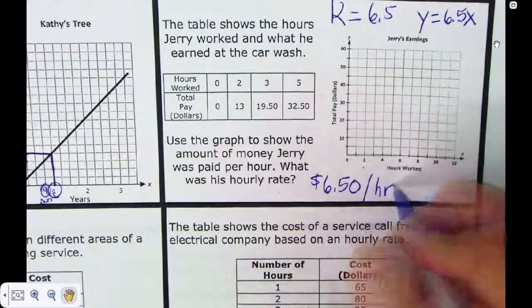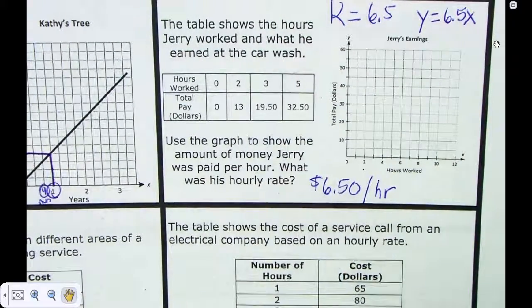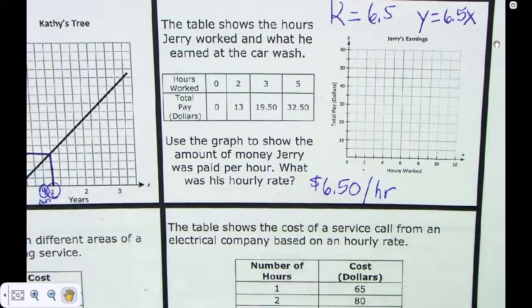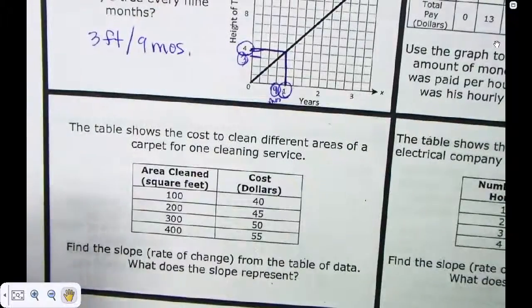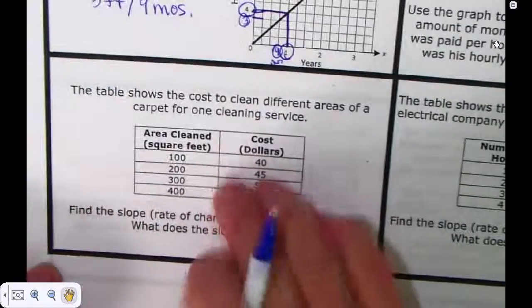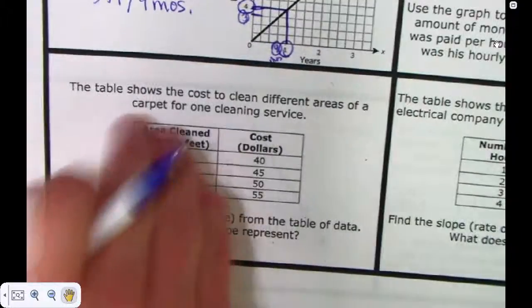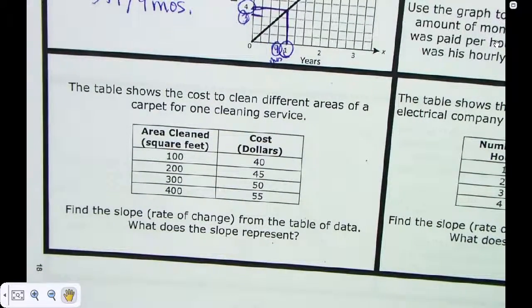$6.50 per hour. That's what he made per hour. Okay? Now, how do I know that a lot of people can't do that right there? Because it was on the practice test, almost identical to that. And boy, you should have seen the crazy work I saw. It was like you hadn't been in math class for 6 weeks doing slope.